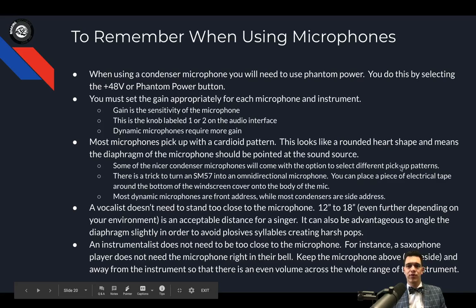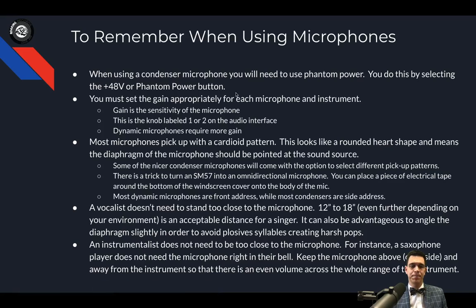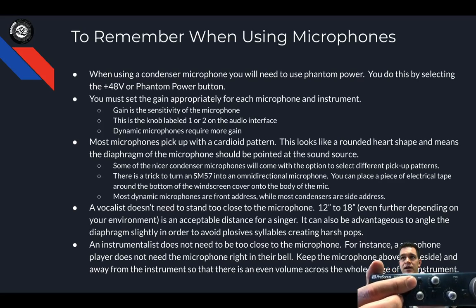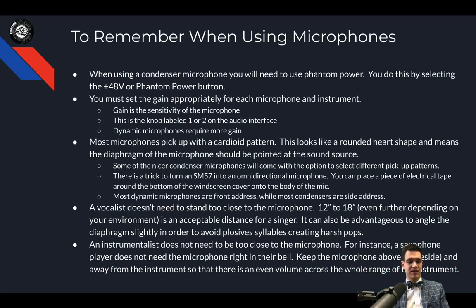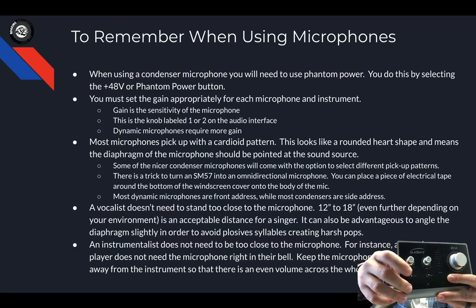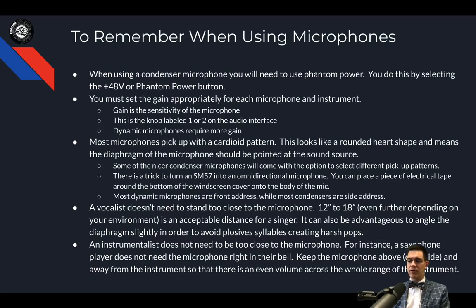So, things to remember when you are using microphones. If you're using the condenser microphone, you will always need phantom power. Remember, that's the one that looks like a studio spot. You will need to hit the 48V or the phantom power button. You've seen the 48V button on this interface, and on this interface it's actually a toggle switch. It must be turned on if you are using a condenser microphone.